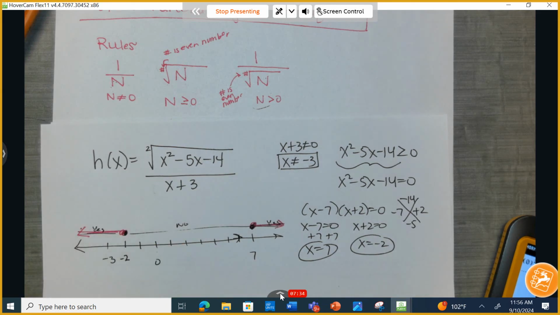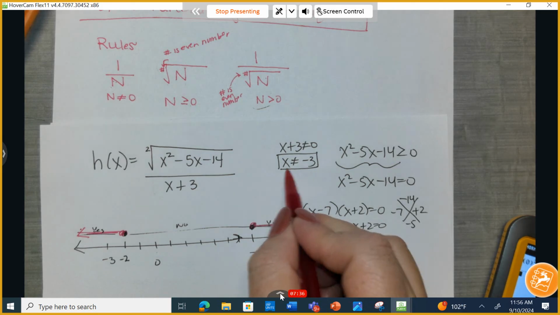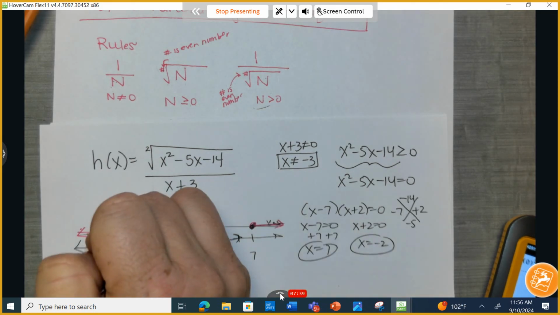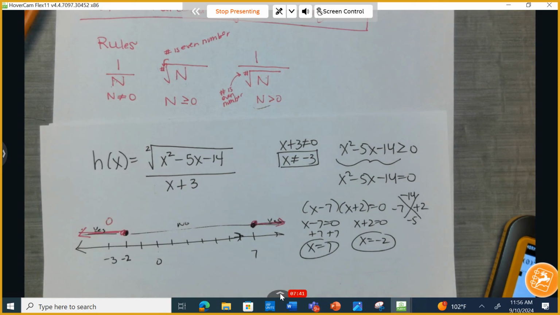Okay, now the second part. All the second part says is x cannot equal negative 3. So here is an open circle at negative 3. Now we need to combine these two. So how do we combine them?